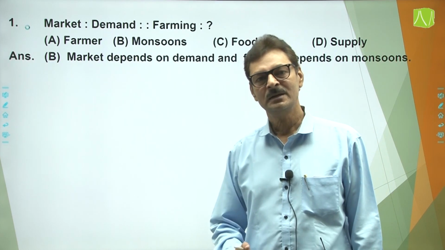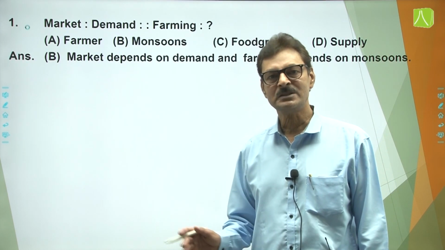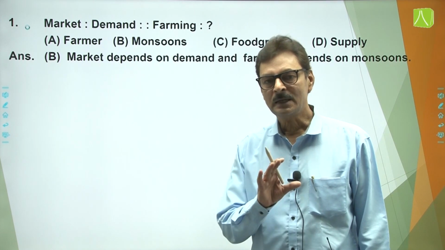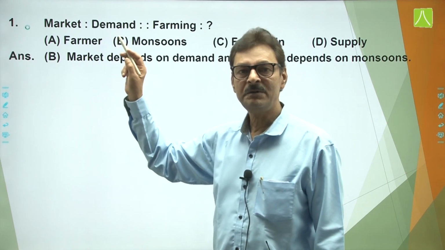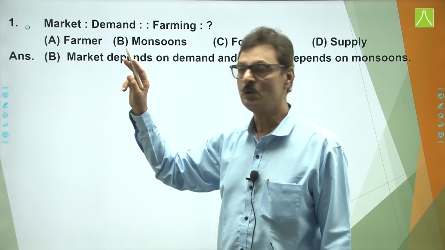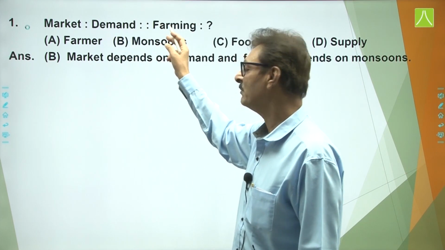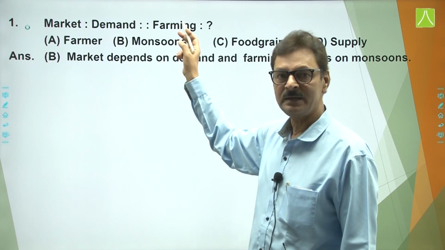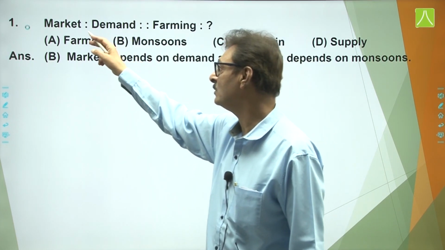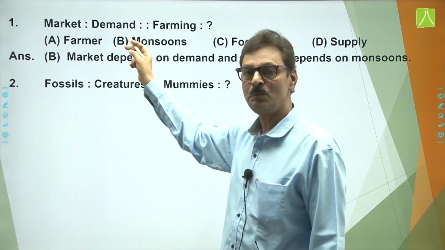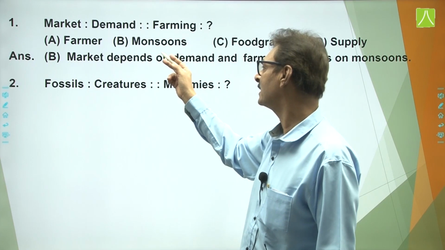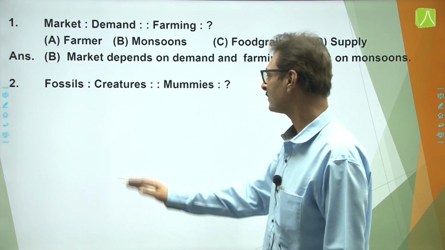And every year you can expect questions based on this topic. So nothing to worry, just identify the relationship between the two words given to you, and accordingly identify the same relationship between the other set of words. The relationship between the two, like market depends on demand, similarly farming depends on monsoon.